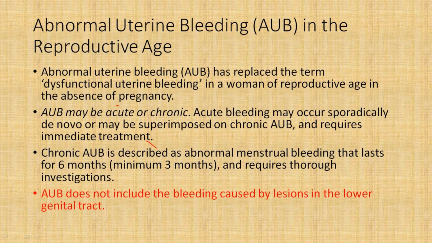Chronic abnormal uterine bleeding is described as abnormal menstrual bleeding that lasts for 6 months, or a minimum of 3 months, and requires thorough investigation. Abnormal uterine bleeding does not include the bleeding caused by lesions in the lower genital tract. So in case you have a wound in the vagina resulting in bleeding, it is not abnormal uterine bleeding.